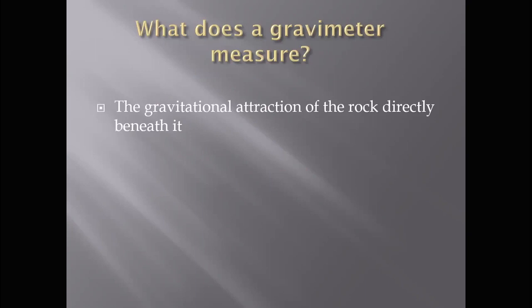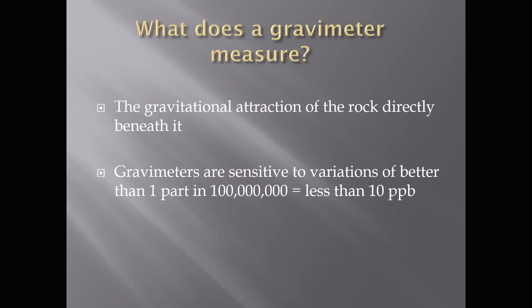So what does a gravimeter measure? It's essentially the gravitational attraction of the rock directly beneath it. Gravimeters are sensitive to variations of 1 part in 100 million, which is less than 10 ppb. So they're extremely sensitive instruments and very expensive.